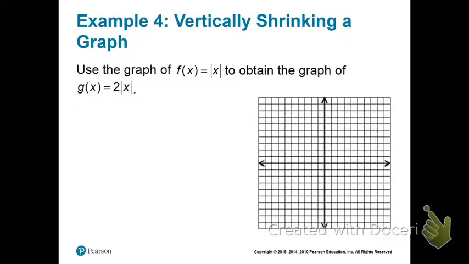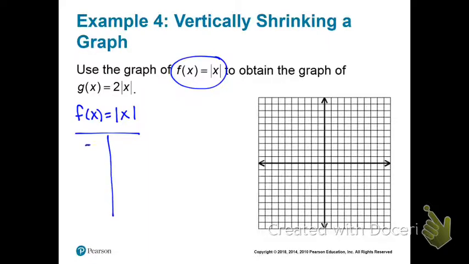All right, example 4 says use a graph of f of x equals the absolute value of x to obtain the graph of g of x equals 2 times the absolute value of x. So again, they gave us our parent function. We looked at that one in example 1. But I'm going to write down my parent table because I like to be able to see it each time. Of course, you're using your notes, so you can just flip it back to your notes if you want. I also like to be able to write on mine. And so that's why I rewrite it even when I'm doing it not on the screen for y'all.